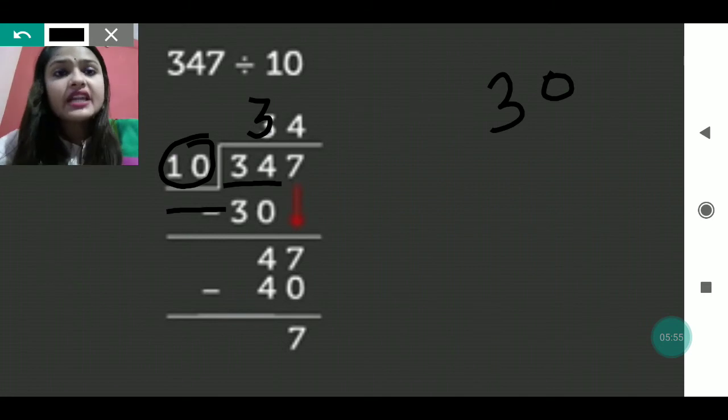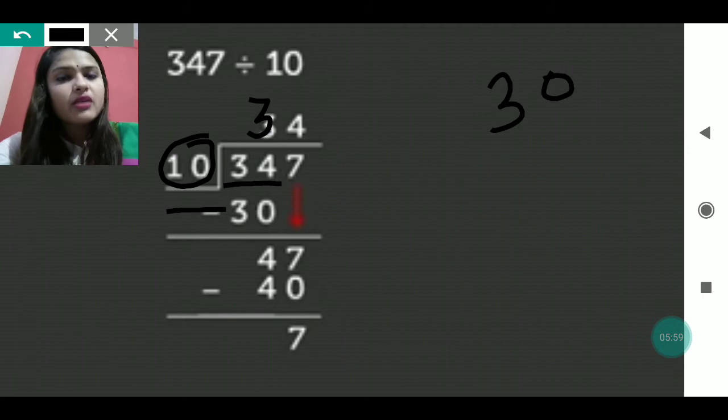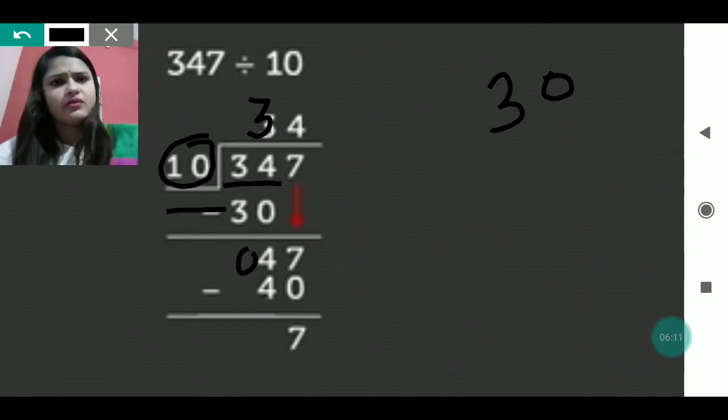Now 34 minus 30. It's easy to do. 4 minus 0 will be 4. So that 4 we will write downside, and 3 minus 3 will be 0. So we will not put anything. If you want, then we can put 0 also, no problem.